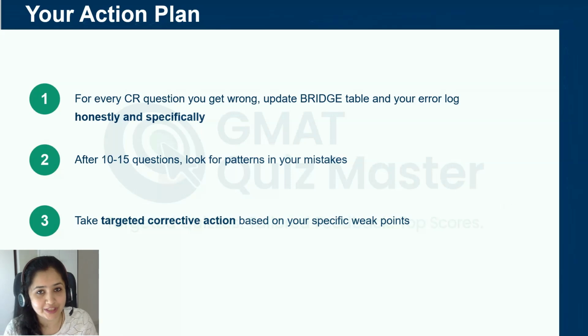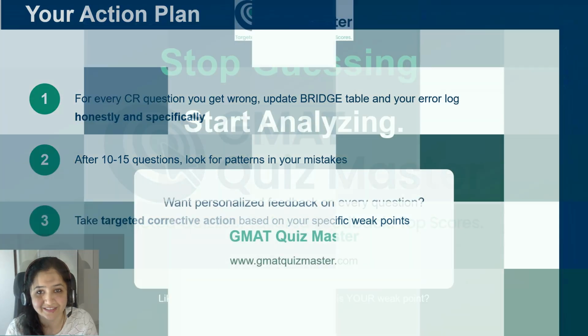Now, this is what you need to do. For every CR question that you get incorrect, update your bridge table and your error log honestly and specifically. Keep in mind the time and effort that you are putting in right now is going to help you. Once you update your error log for 10 to 15 questions, you will see patterns start emerging. The next step will be to take targeted corrective actions to work on your weak areas.